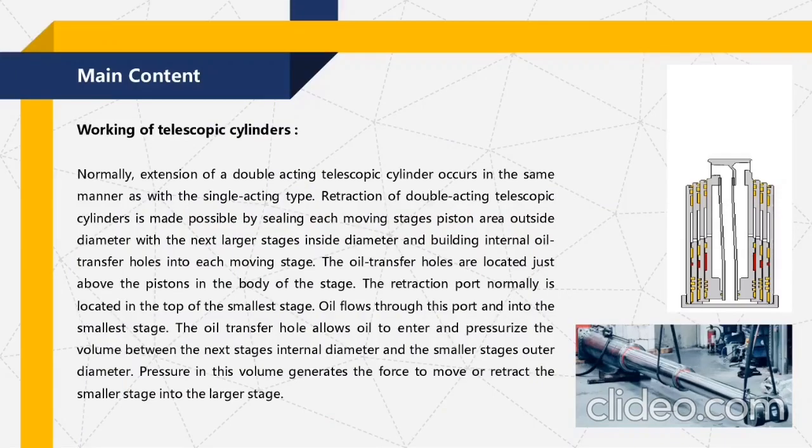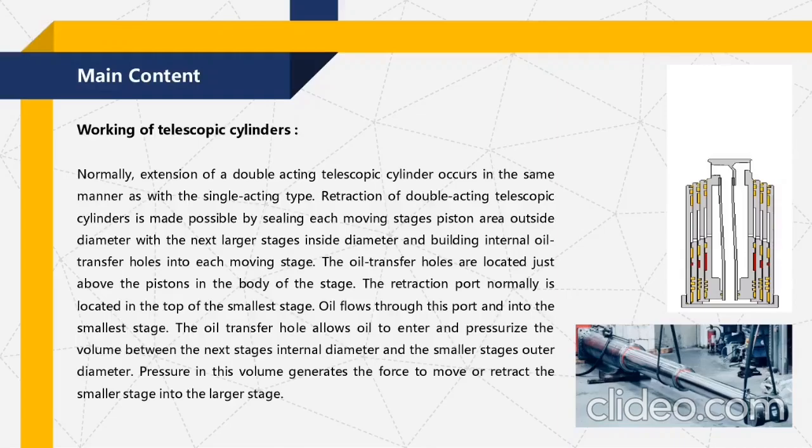Normal extension of a double acting telescopic cylinder occurs in the same manner as with the single acting type. Retraction of a double acting telescopic cylinder is made possible by sealing each moving stage's piston area outside diameter with the next larger stage inside diameter and building internal oil transfer holes into each moving stage. The oil transfer holes are located just above the piston in the body of the stage. The retraction port normally is located in the top of the smallest stage.